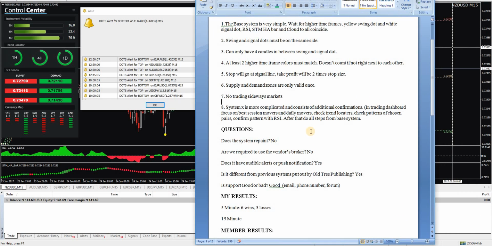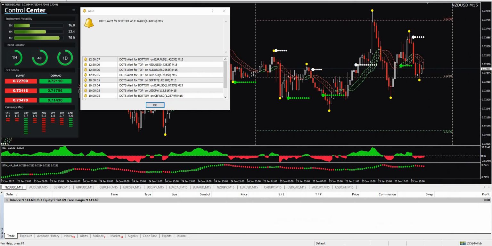All right, are we required to use the vendor's broker? I did speak on this in a previous video, but the answer is no. Does it have audible alerts or push notifications? All right, the answer to that is yes.